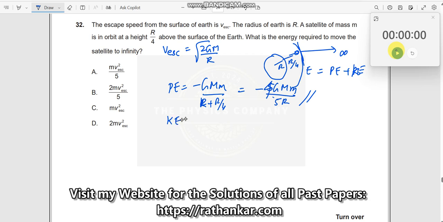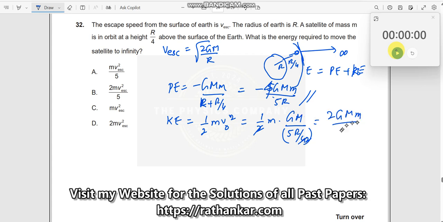What is your kinetic energy? Kinetic energy is half mv square, where v square is GM divided by the net distance, which is 5R by 4. So it is half m into GM divided by 5R by 4, which is 2GMm divided by 5R. This is positive, while potential energy is negative. That's why it is bound to the earth or the planet. So what is the total energy now?